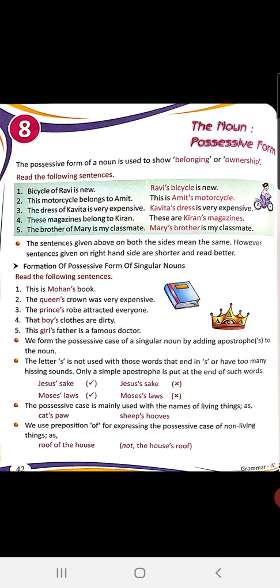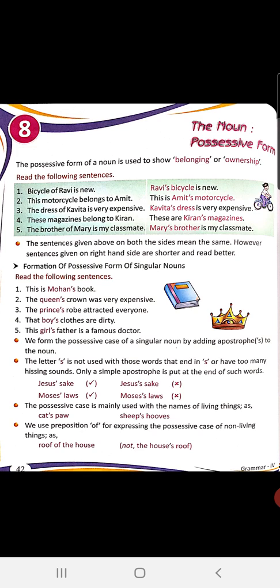Children, you can see in these singular nouns, after the noun, they have just added an apostrophe and an s to it. Okay. We form the possessive case of a singular noun by adding apostrophe and s. The letter s is not used with those words that end in s or have too many hissing sounds. Only a simple apostrophe is put at the end of such words. For example, Jesus' sake. Now, Jesus is the word ending with s, so you will only put an apostrophe after s. Moses' laws, apostrophe after s.